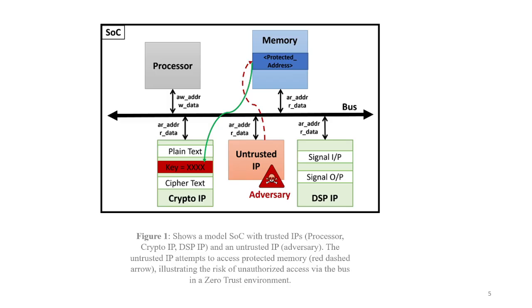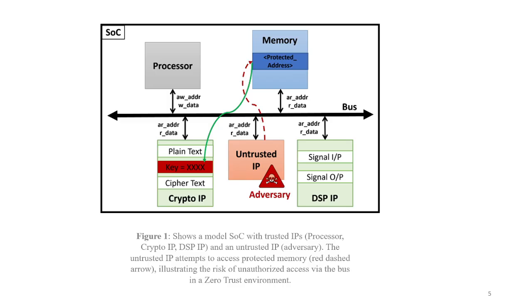Here the block we are looking at is a model SoC where multiple components, a processor, a crypto IP, a DSP IP, and an untrusted IP, are all connected in a shared bus. This reflects a common architecture in a real world SoC. Notice that the crypto IP at the bottom left stores a private key, plain text, or generates ciphertext.